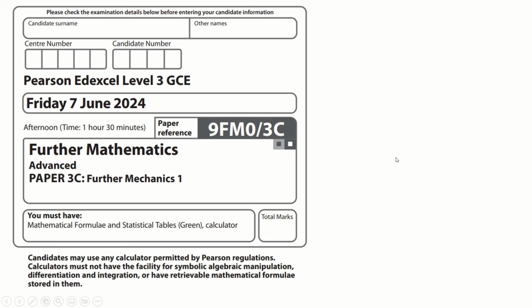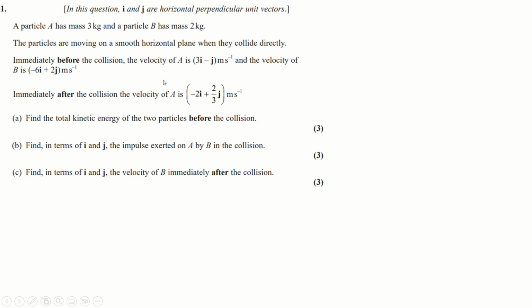So FM1 from 2024 then, let's do it. So we have some speeds before and we have a speed afterwards. Kinetic energy before is just half mv squared plus half mv squared where you use the two speeds. We need to work out the speeds first, so it's 3 squared plus 1 squared.